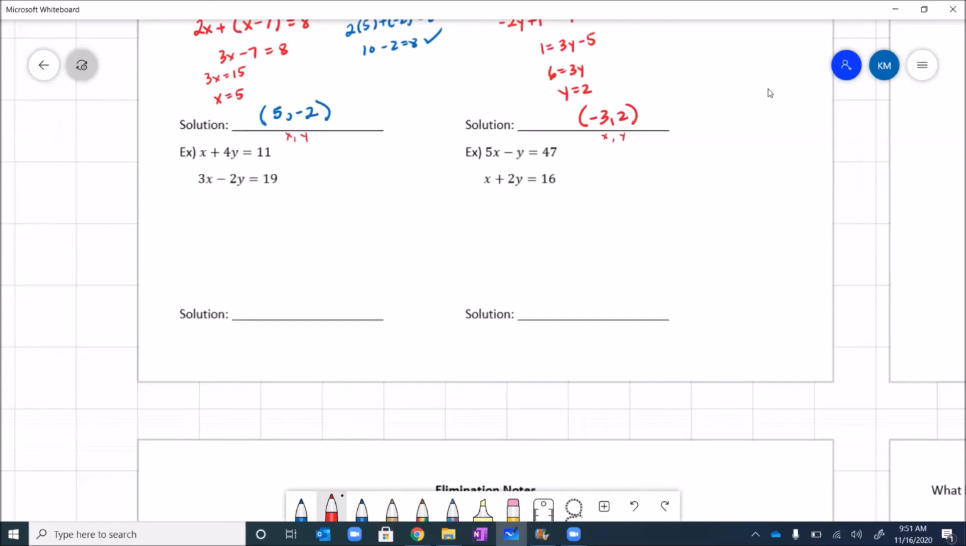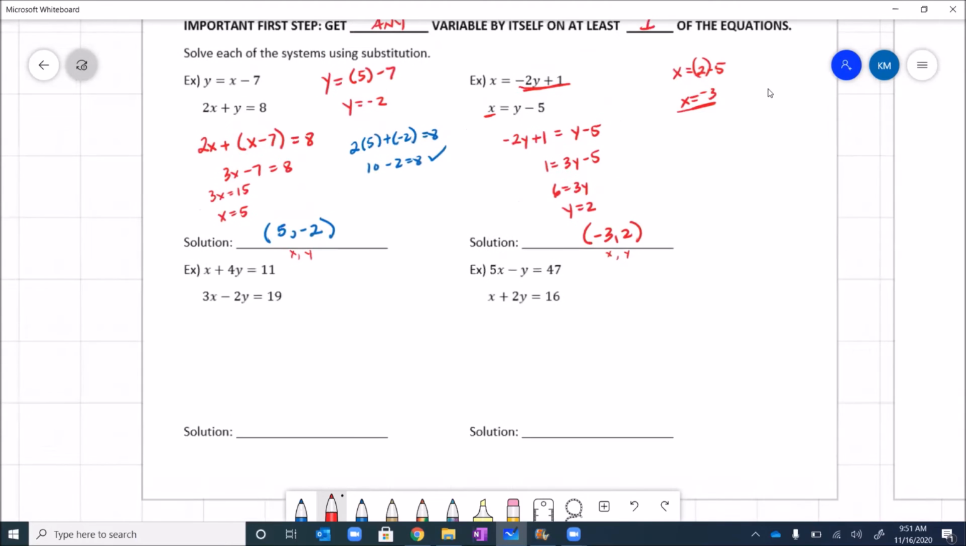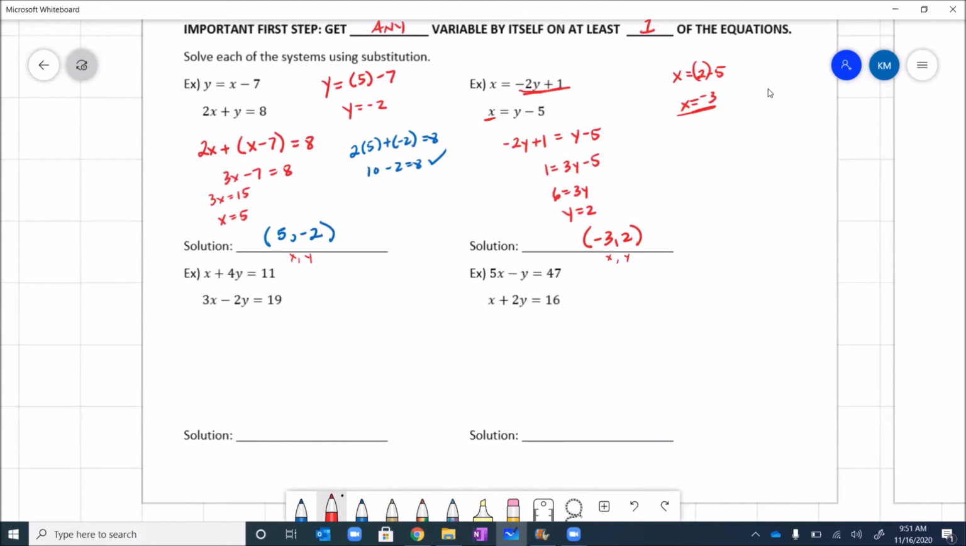All right, next problem. So a little bit more challenging here, because in our first two problems we had a variable by itself. Y was by itself in the first problem, and in the second problem, x was by itself in both equations. But here in this example, we don't have a variable by itself, so we have to ask ourselves which variable is easiest to get by itself.